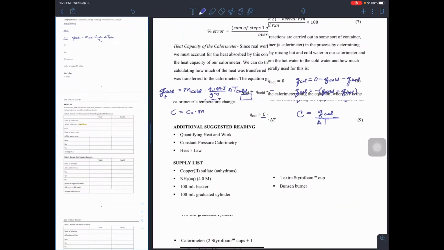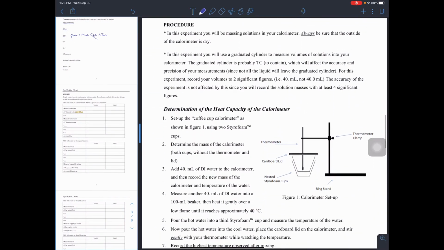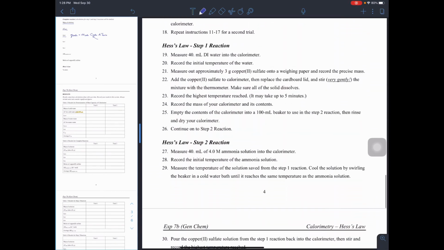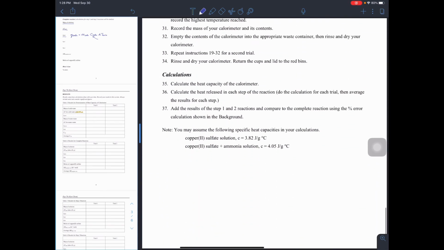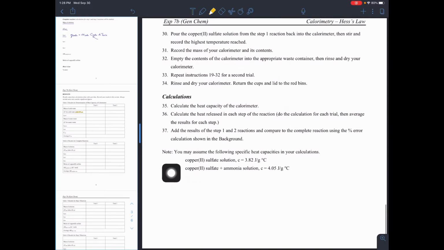No, it wasn't. So if we go through the procedure all the way down to the bottom where it talks about the calculations, you may assume the following specific heat capacities in your calculations. So for the copper 2 sulfate solution, 3.82 joules per gram degree Celsius. Copper sulfate and ammonia solution, 4.05 joules per gram degree Celsius. So you're going to use these in a couple of different places.